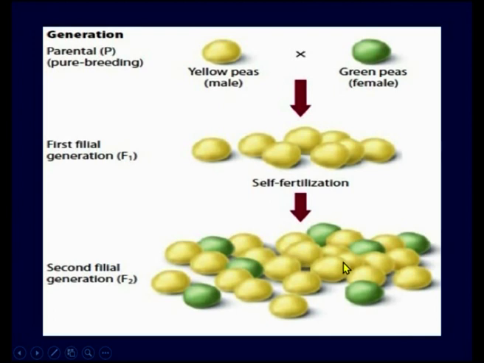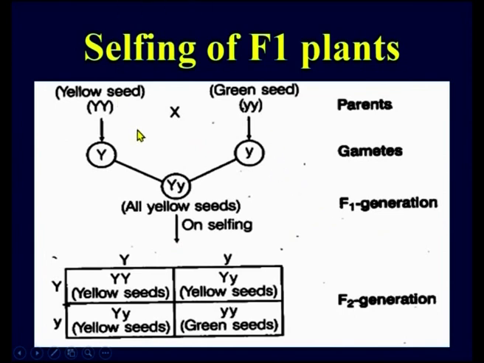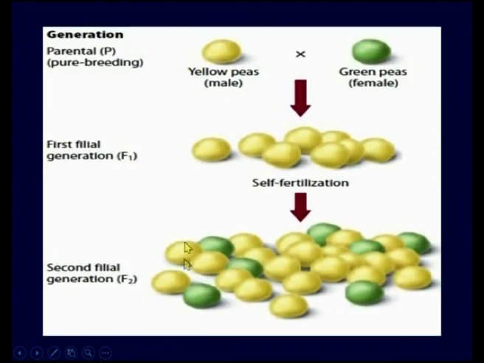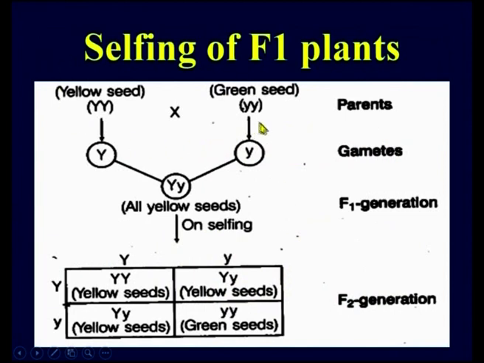In the F2 generation, you see yellow as well as green color seeded plants. The same thing we are showing here, students: plants, then progeny, this is F1, then again selfing gives F2. We represent the same thing with the help of this diagram. Yellow seeds, capital Y, these are the two alleles.